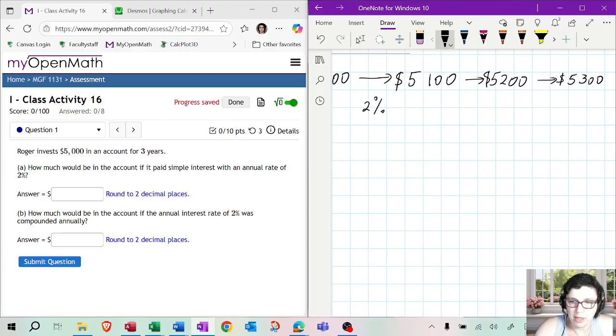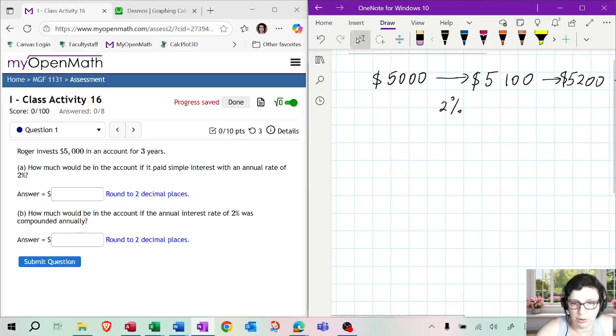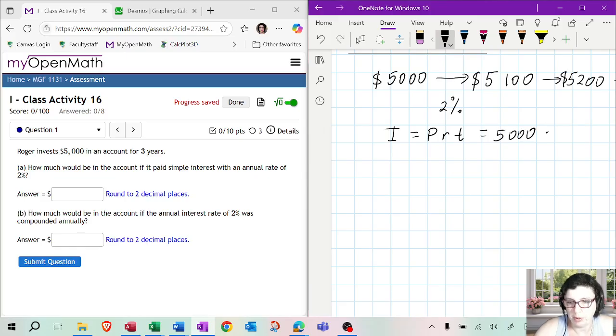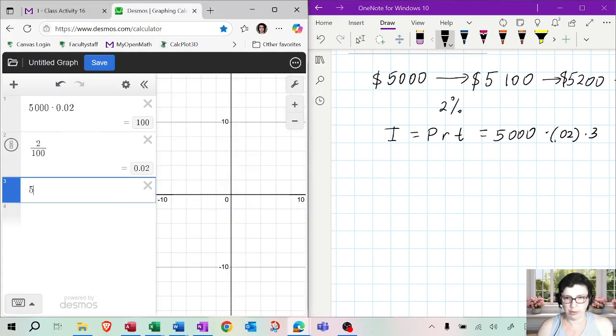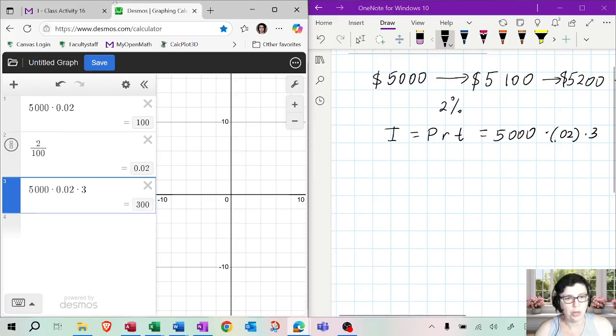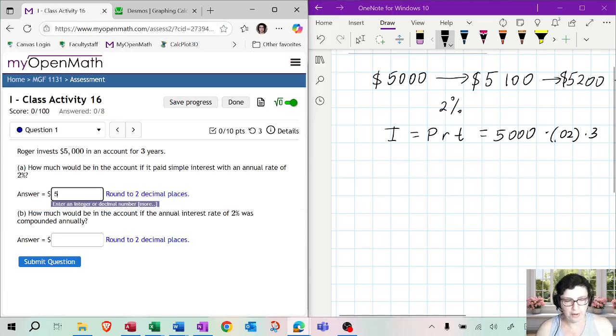The main formula for the interest, if you wanted to derive it in one step for simple interest, is PRT, where P is the principal, 5,000, multiplied by the rate, 0.02, multiplied by 3 years. What's the total amount of interest? That would be $300, right? So the amount that you would get is 5,300, because you added it to the original amount.